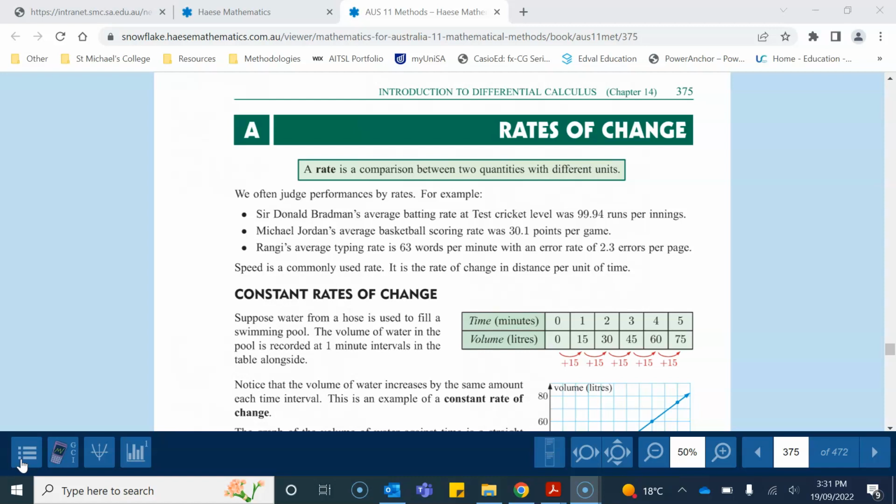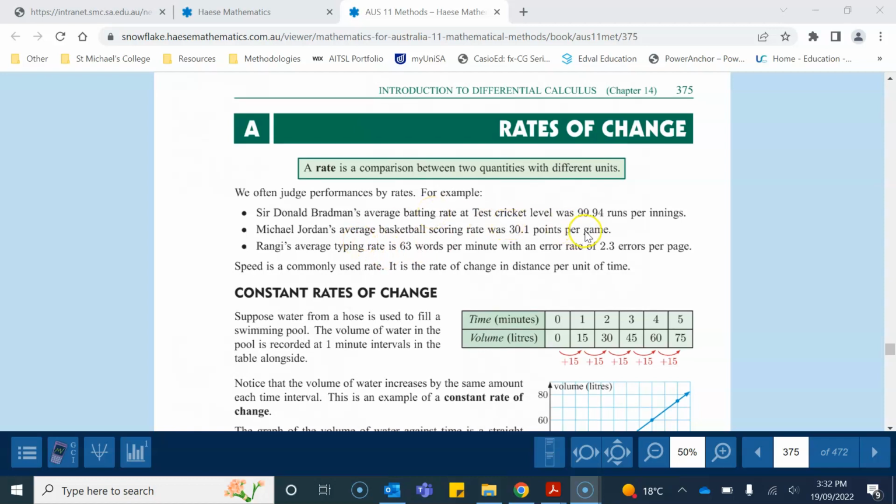We could also talk about the performance that people might have in some type of sporting code by using a rate. So for example, if we're talking about Sir Donald Bradman's batting average, we could talk about how many runs has he made per innings, or Michael Jordan's average basketball score, how many points has he made per game. So you can see that we're comparing one quantity compared to another.